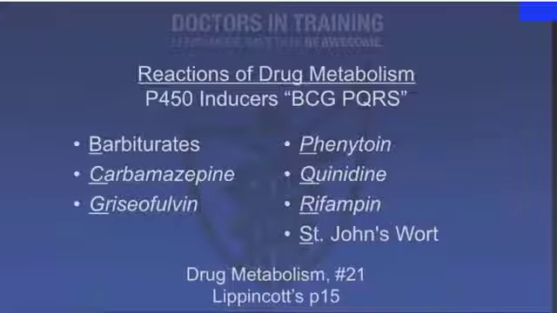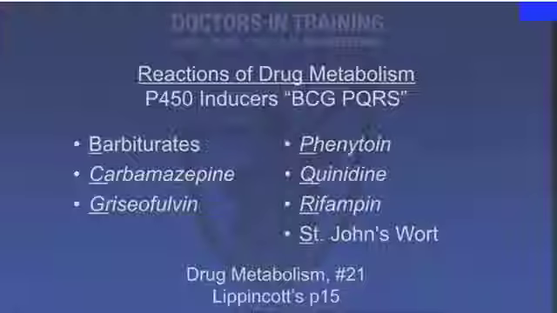Q is for quinidine, which is an antiarrhythmic drug. R is for rifampin, which is an antibiotic often used for tuberculosis. And S is for St. John's wort, which is an herb used to treat depression. Now, look back at this list for a minute.